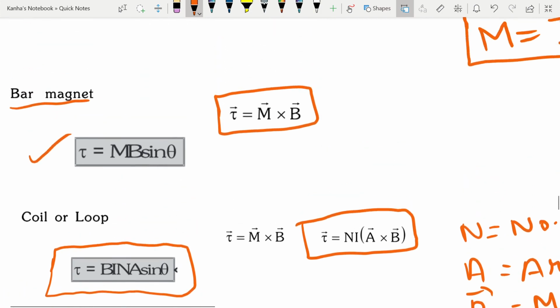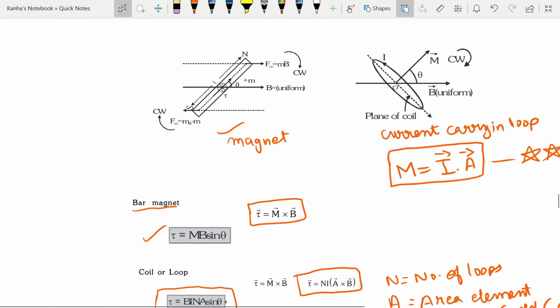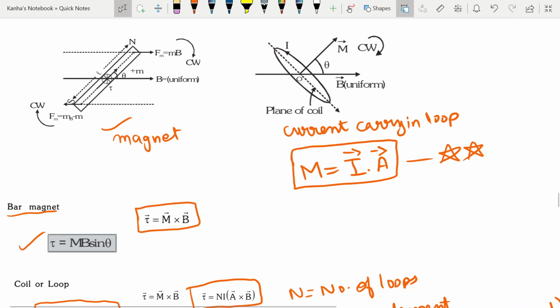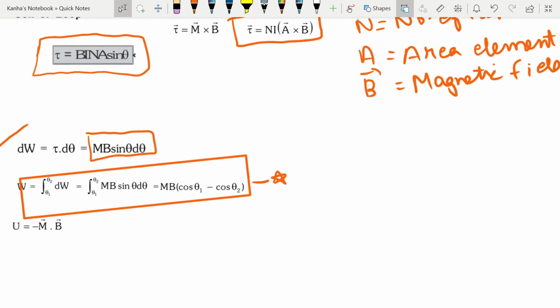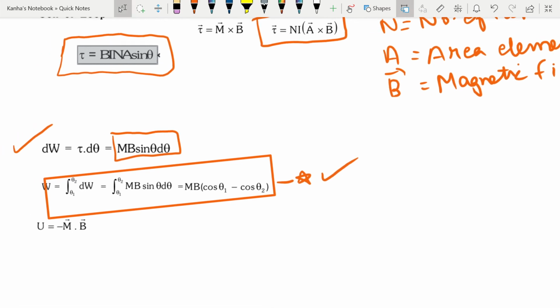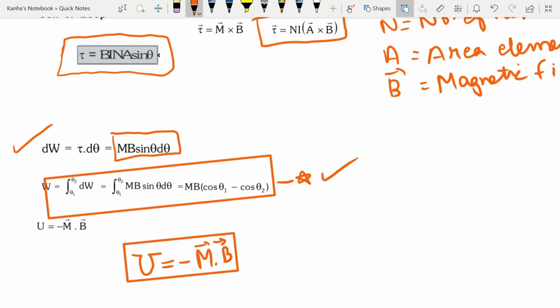Okay, what are the thetas here? I can zoom out and show you. This was the angle between M and your area vector. Displacing the loop from some angle theta 1 between A and B to another angle between them will be given by this formula. We'll look at several questions to see how this works. And similar to an electrical dipole, the potential energy U due to this is equal to minus M dot B.